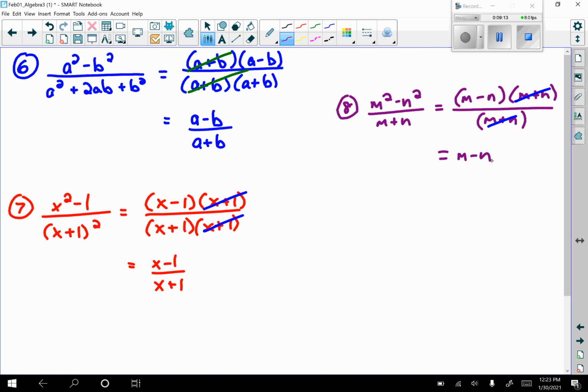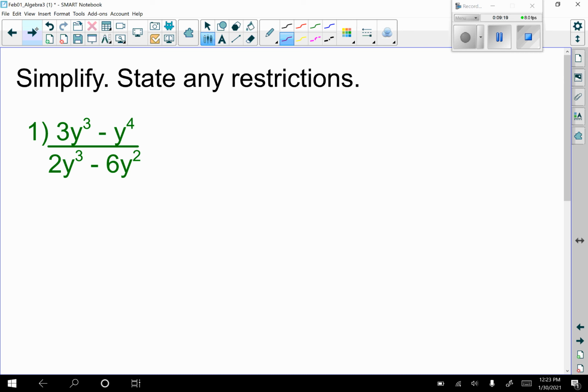All right, so let's practice some more of these, and your assignment will be to finish that worksheet from Friday. Please go ahead and copy down number 1. All right, so for this problem, it does tell us to state any restrictions. So we're going to factor, state restrictions, and then cross out.